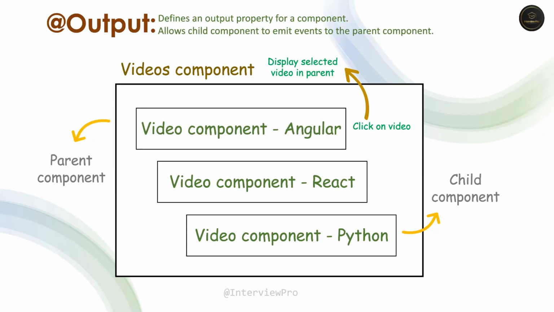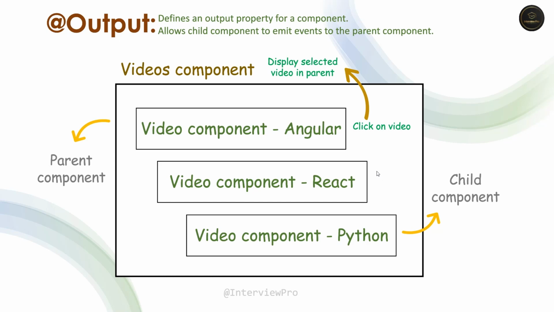In the last video, we have seen how to pass data from parent component to child component. In this video, let's talk about communication from child component to the parent component. So we have videos component. Inside videos component, we have a child component called video, where we passed videos from each of the playlists based on the selection in the drop down, right?